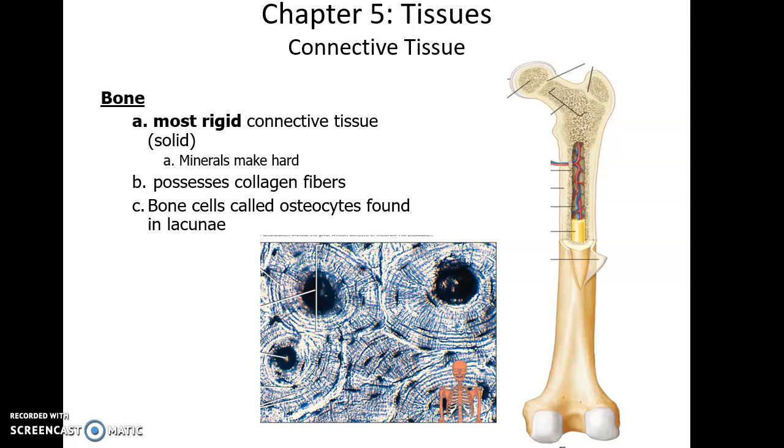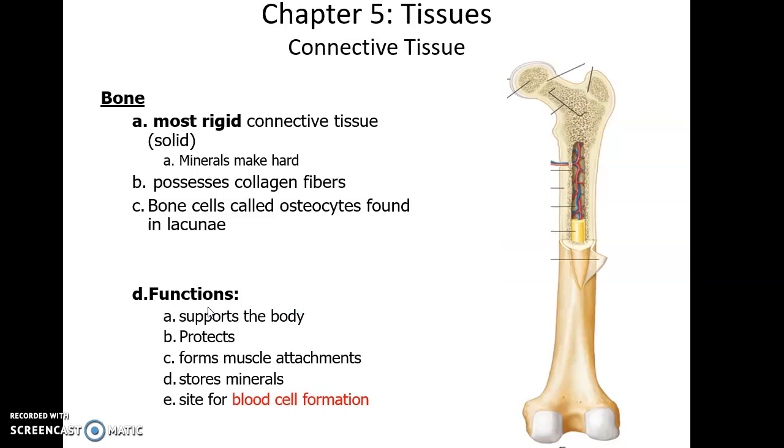Bones. Bones are the solid connective tissue, so the one that is completely solid. It is very rigid because of that. And what makes the bone so hard is the minerals that are stored in the bone tissue, especially calcium. Bones do have collagen fibers. You can't really see them in the light microscope view, but bone tissue has plenty of collagen fibers. Give it strength. And the cells in bones are called osteocytes, and they are found in lacunae, similar to cartilage.